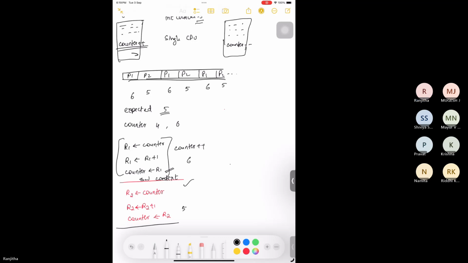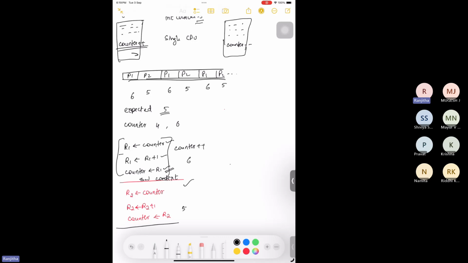But the context switch can happen at any point in the instructions. How does context switching happen? The time slice timer will expire and an interrupt will be generated, and the interrupt will be serviced as and when the particular instruction is completed. So this is one instruction, this is another instruction, this is another instruction. All of them are individual instructions.